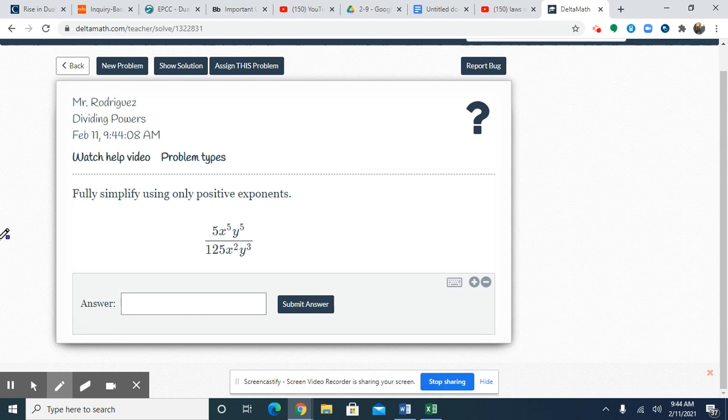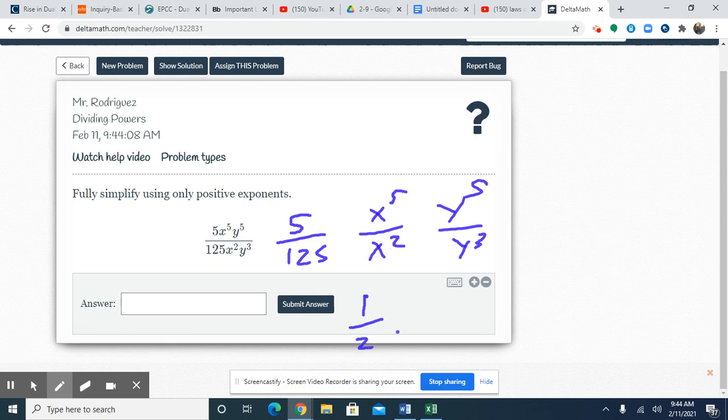Now when we're simplifying by division, again, we're going to take each of these things separately. So 5 and 125, x to the power of 5, x to the power of 2, and y to the power of 5, y to the power of 3. So we can simplify 5 over 125 to 1 over 25.